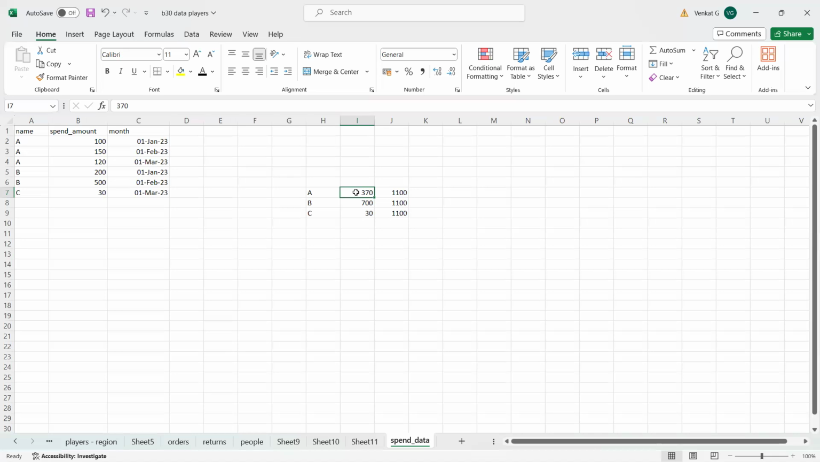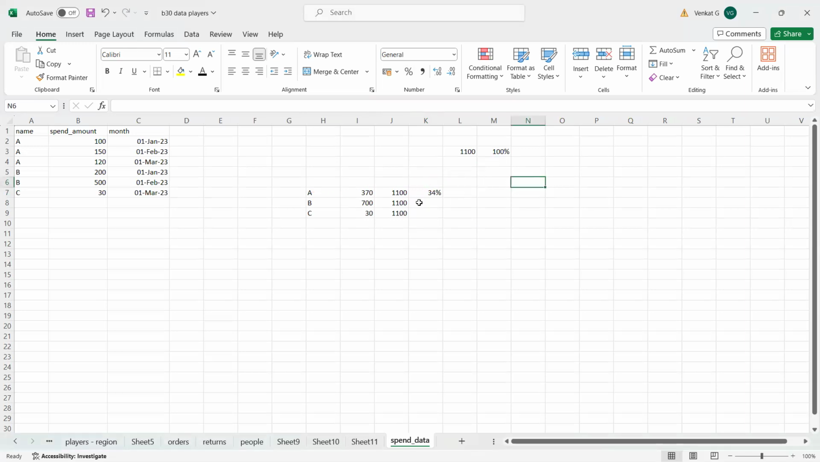This 370 is in terms of numbers, but I want to find out how much 370 is in terms of percentage. How to do it? 370 divided by total amount. Simple, right? I just select this one, convert this into percentage by clicking on this percentage symbol. Assume that 1100 is 100% of the amount. Out of this 100%, 370 rupees, which is 34%, is given to child A.